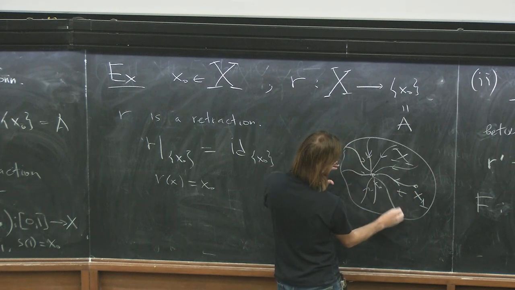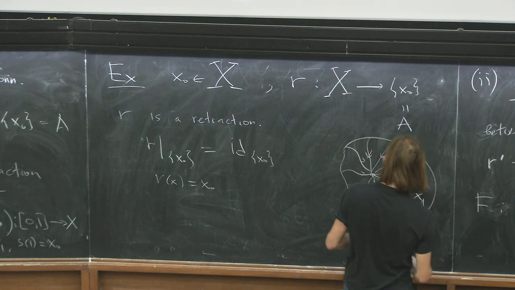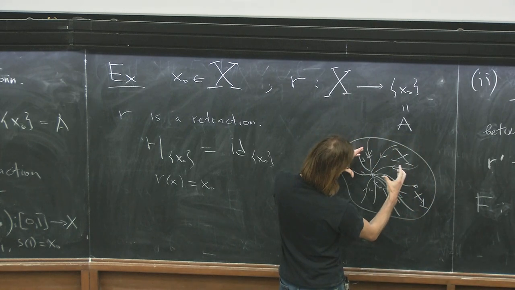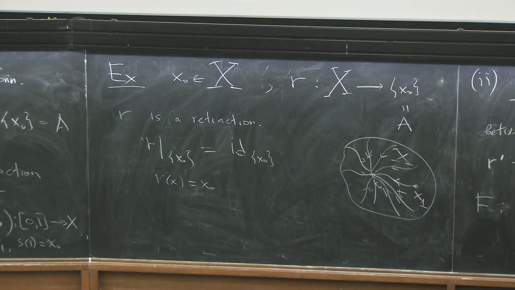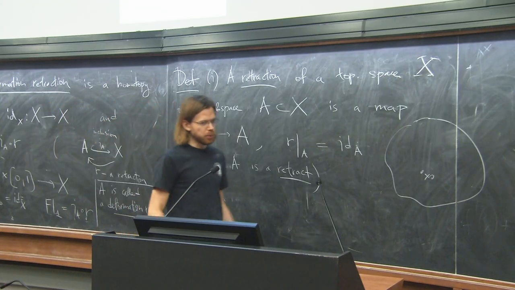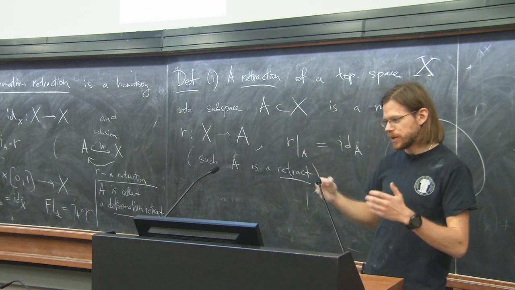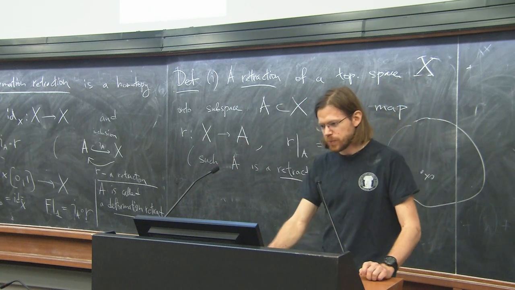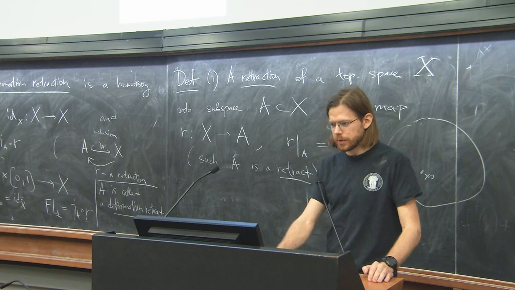It looks like this. You can continuously shrink the whole space to a point. And more generally, you can shrink it to the subspace. We'll consider more examples of deformation retraction in the next lecture, so it will probably be more clear.